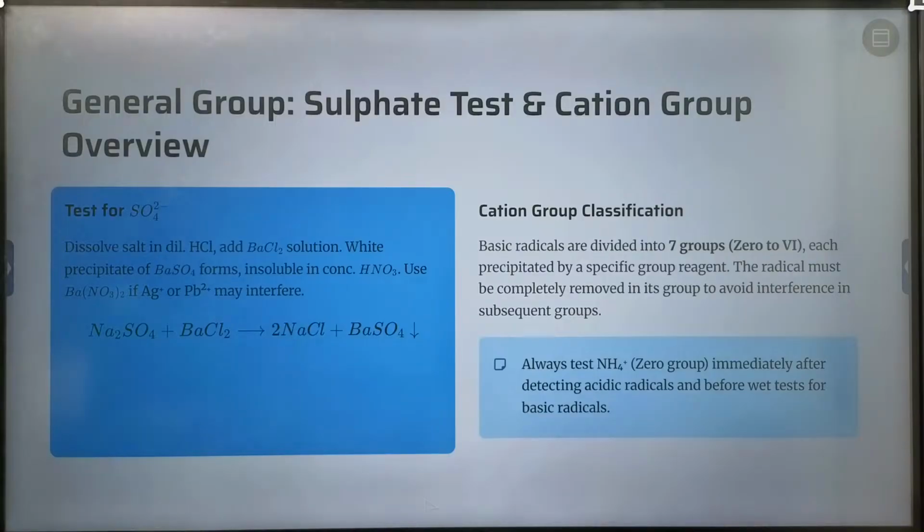So you can classify these anions into different groups like the strong anions, weak anions, weak group of anions, and the general common anion, which is said to be the sulfate. So next we'll move on to the analysis of the cations.